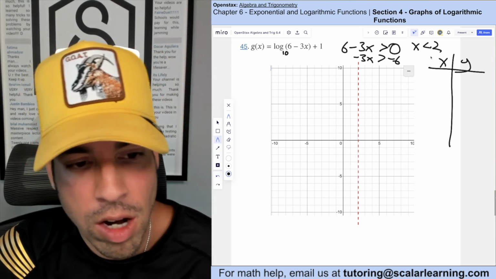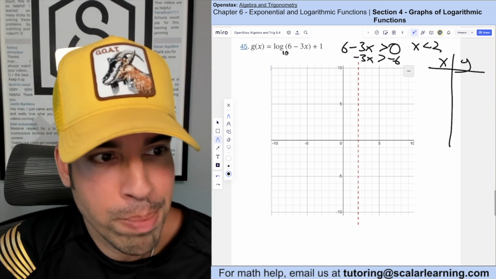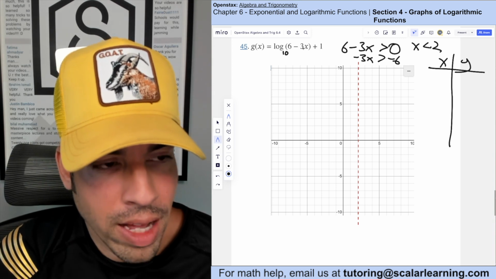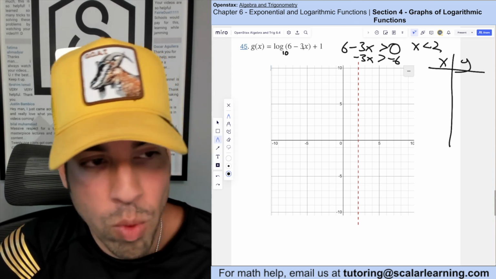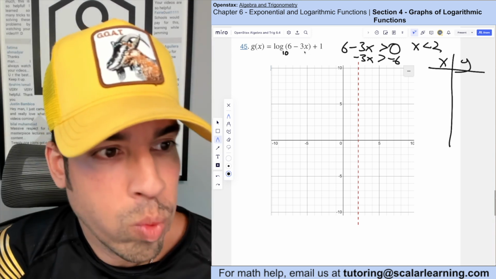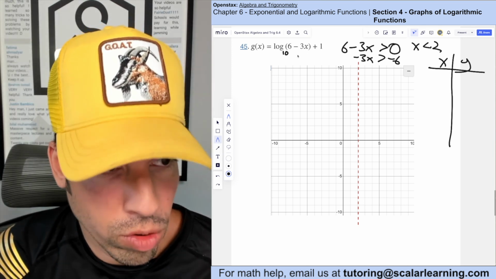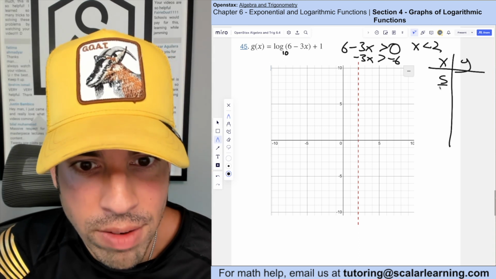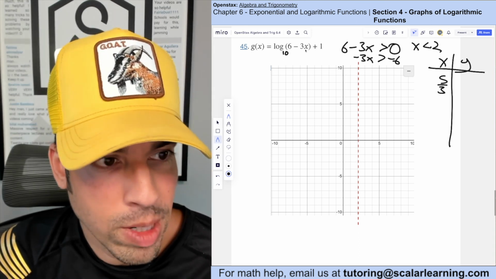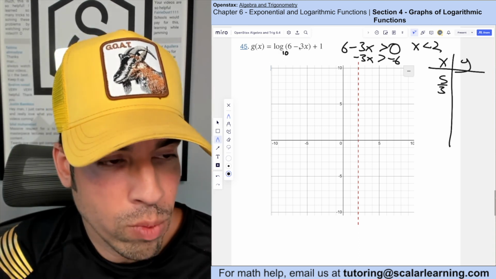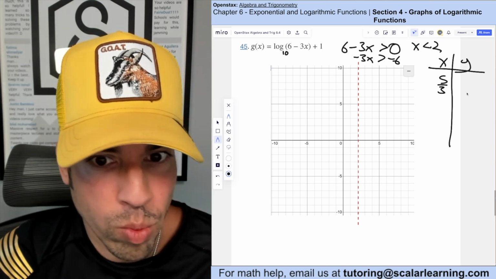But now let's get a couple points to plot it out. So since this is base 10, I'd love to get a value in here of 1 and then eventually 10. So to get 1, I need to plug in 5/3, because 6 minus 5/3 times 3 is 1. So when x is 5/3, we plug it in, we get 6 minus 5, which is 1. Log base 10 of 1 is 0, plus 1 is 1.